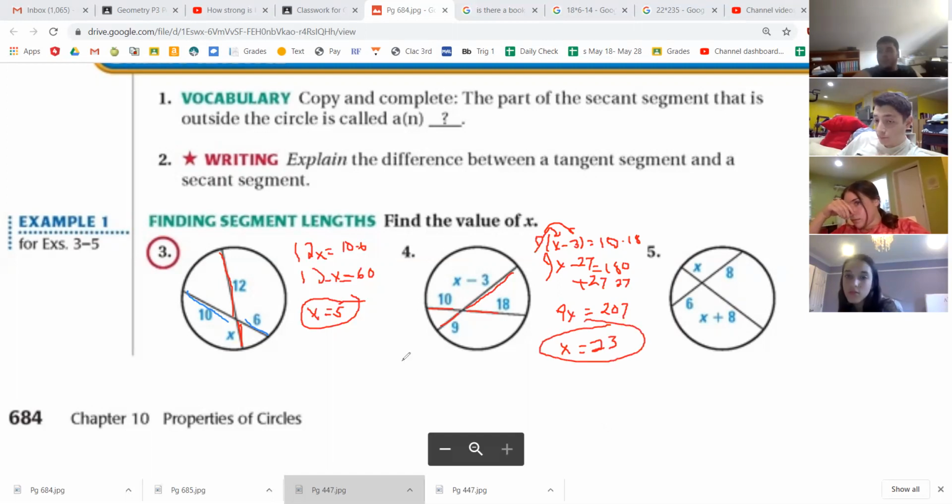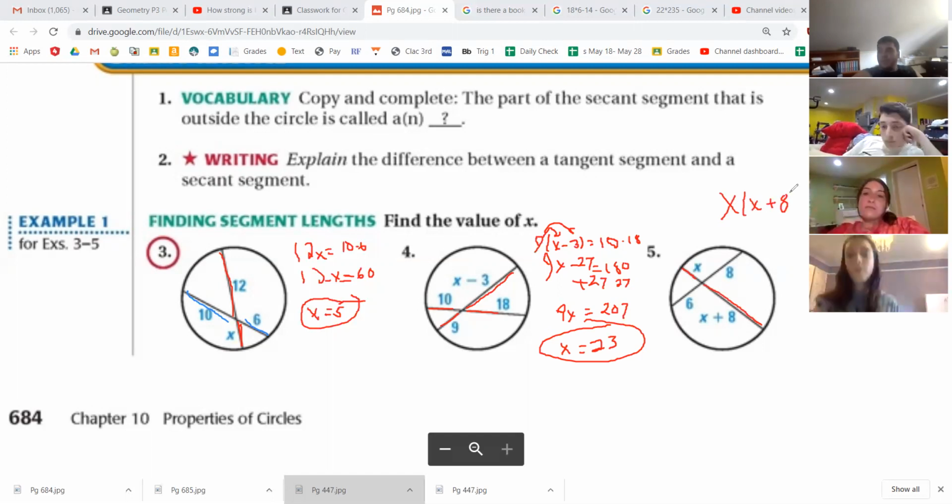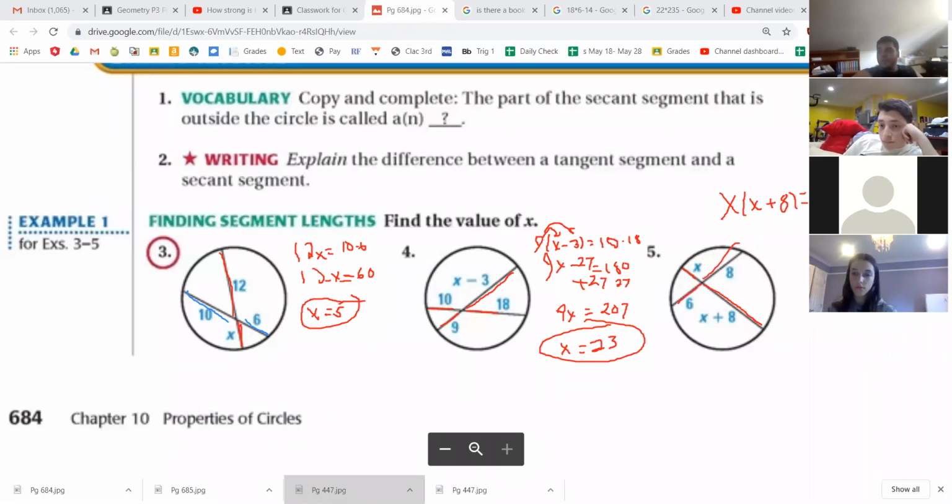Okay? So 3 and 4, very straightforward. Introduction to the rule. 5, that's when it gets really crazy. So 5 is going to happen like this. This part and this part is going to be multiplied to each other. So x times x plus 8. Some might notice something's going to go weird. Over here is 6 times 8. Okay, so the right side's pretty simple. 6 times 8, 48. Straightforward.